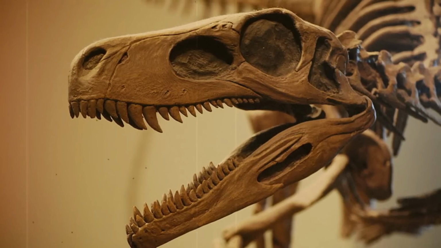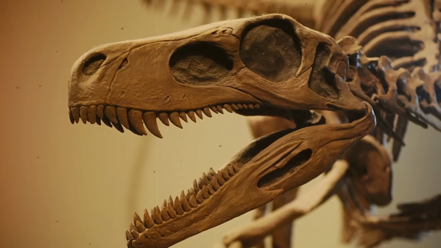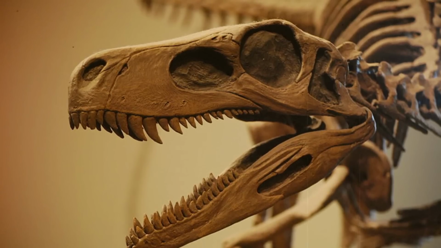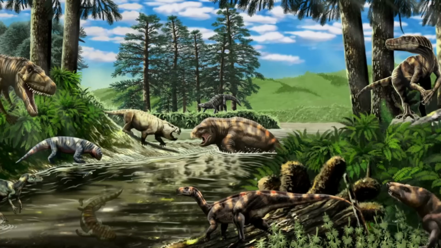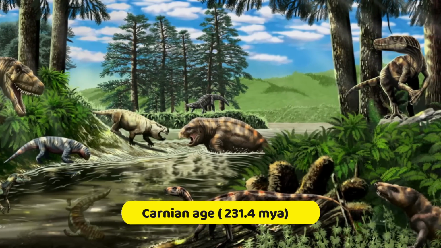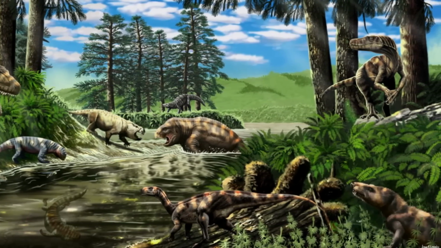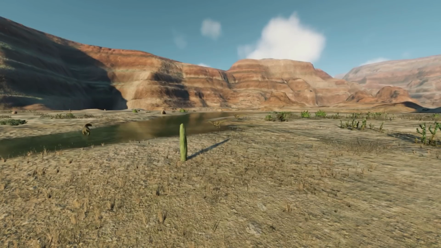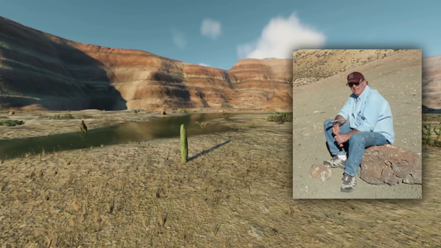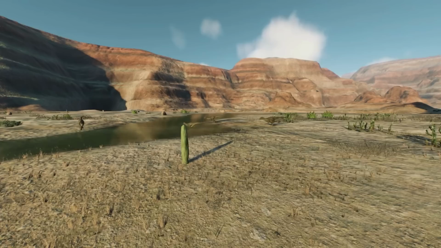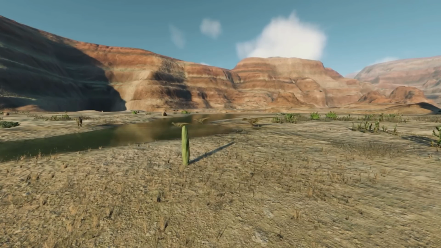All known fossils of this carnivore have been discovered in the Ischigualasto Formation of the Carnian Age, dated to 231.4 million years ago, in northwestern Argentina. The type species was described by Osvaldo Rieck in 1963 and is the only species assigned to the genus.